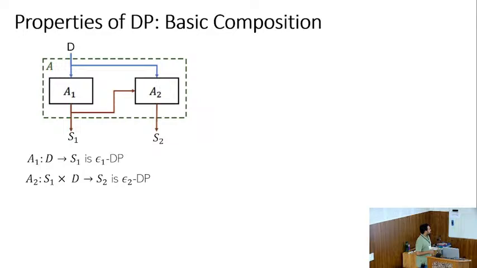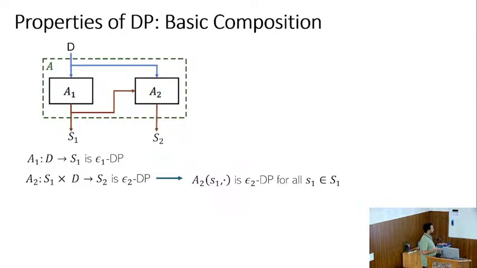A2, its domain is S1 times D and its range is some set S2. Say A2 is epsilon 2 DP, right? So A2 takes two inputs, data set D and output of A1, so domain is S1 cross D and its range is S2. Say we have these two algorithms, both satisfy DP: A1 satisfies epsilon 1 DP, A2 satisfies epsilon 2 DP.